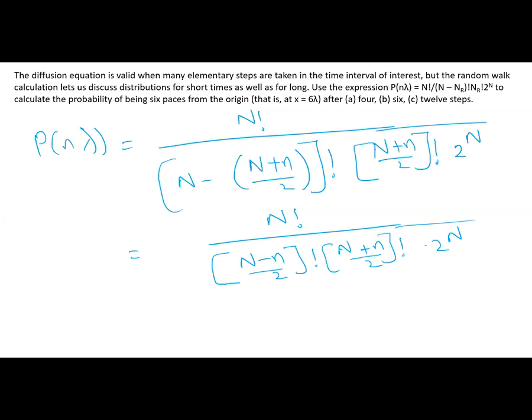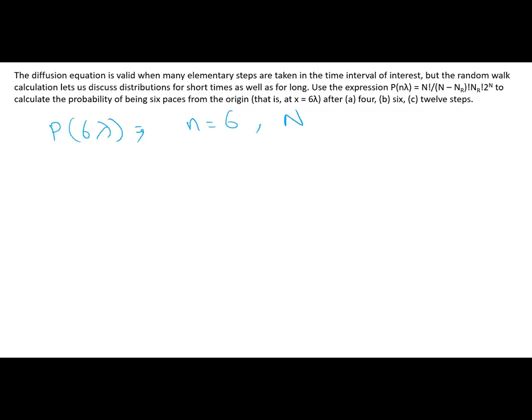So what the question asks is to calculate the probability of being 6 paces from the origin. Paces is nothing but nλ, which is 6, or n is equal to 6, after different steps. That is, the total number of steps is 4, 6, and 12. So let's calculate the probability.